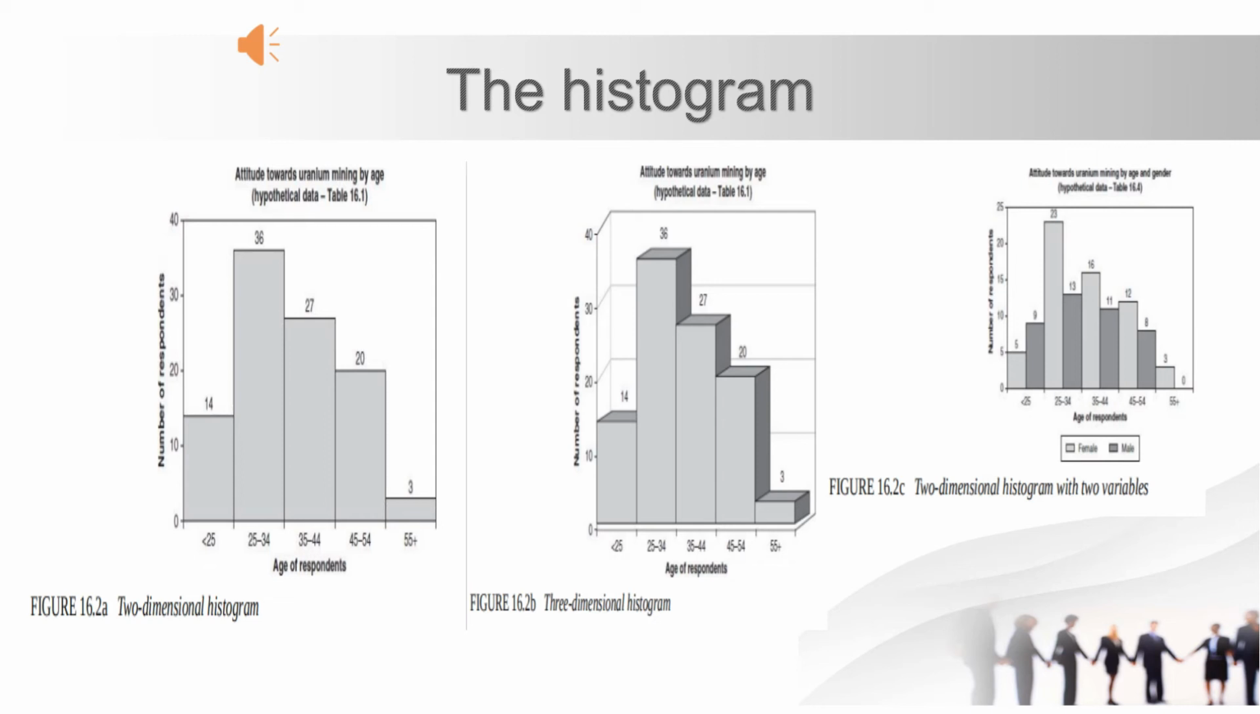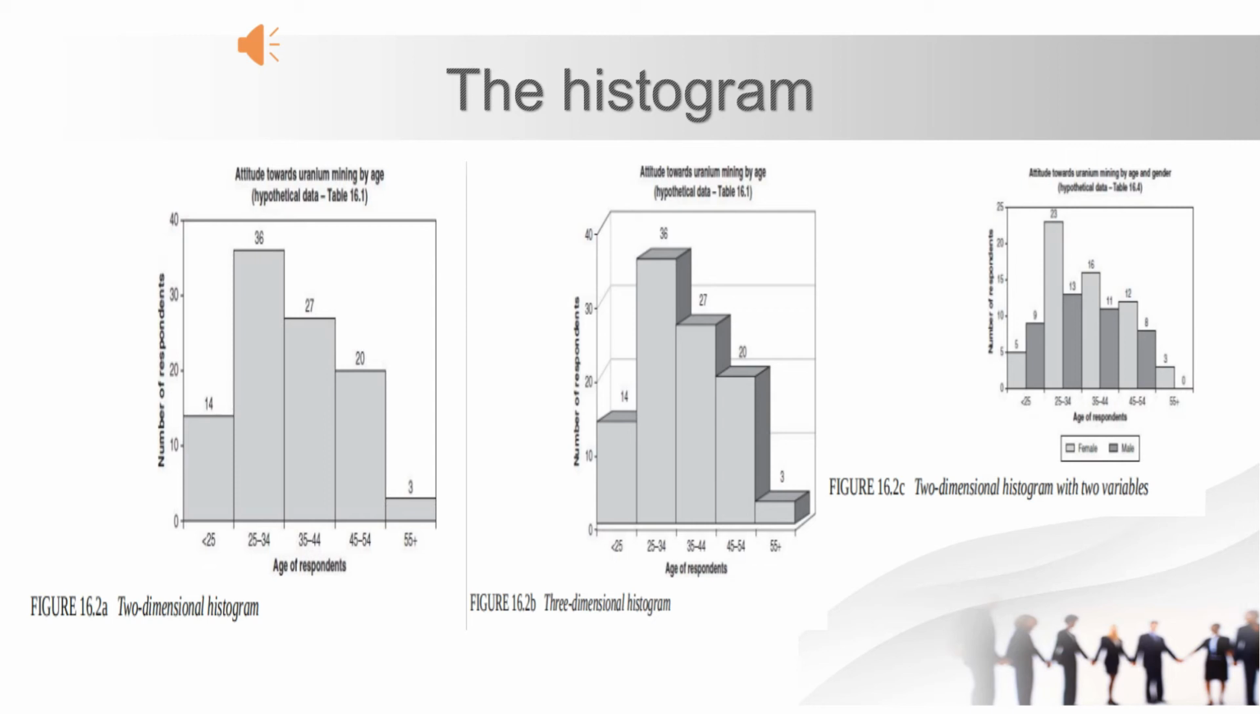So we have here an example, figure 16.2a, the two-dimensional histogram, so there's no space in between. And you have also figure 16.2b, the three-dimensional histogram. And figure 16.2c, the two-dimensional histogram with two variables. If you differentiate between the three figures, you'll be able to identify them. In each histogram, there's no space in every rectangle.